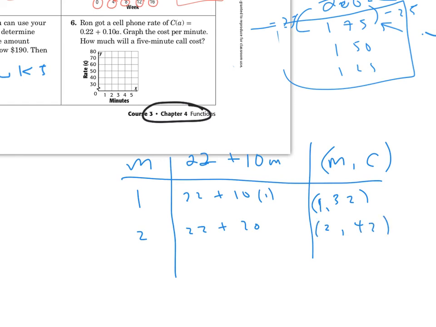And the next thing they want to know is how much will a 5-minute call cost? So if we go 5, we do 22 plus 10 times 5. It's 22 cents to even start the bill going, right? And then it's plus 10 cents for 5 minutes. So 22 plus 50 would be 72 cents. So for 5 minutes, it'll cost 72 cents.